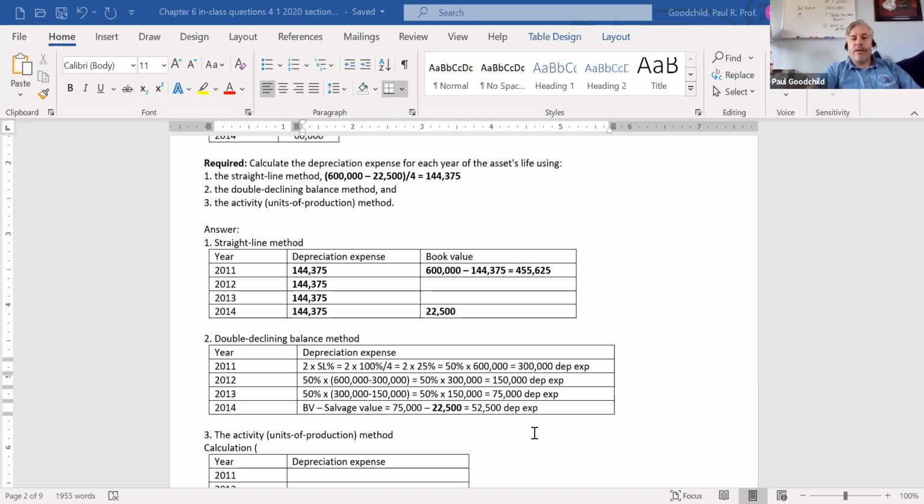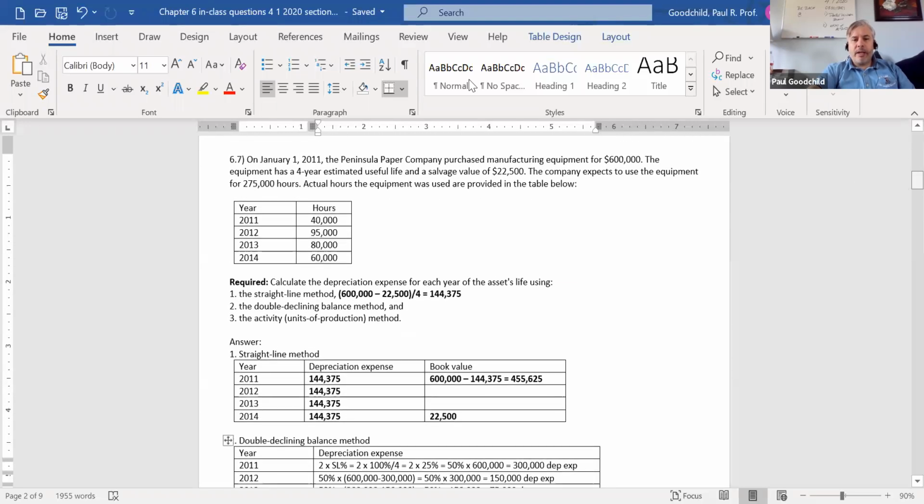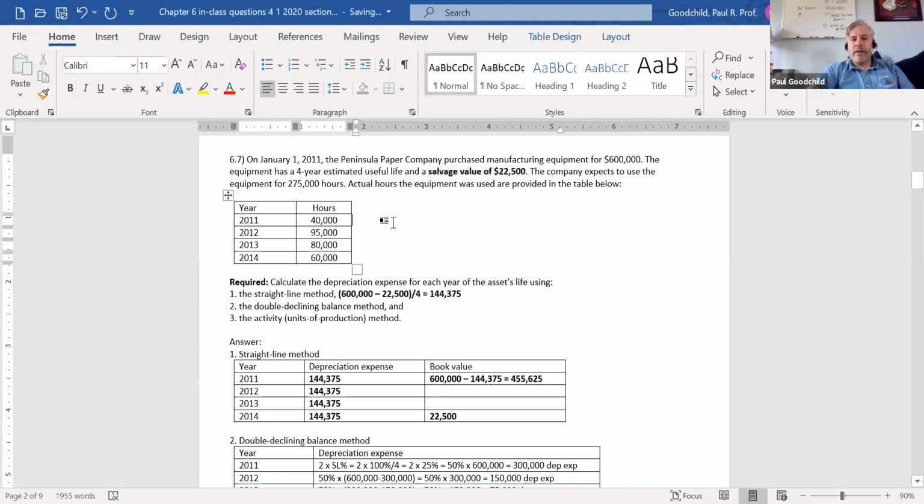Where did the 22,500 come from? Okay. So I'm going to end that polling. I'll share the results and then answer the question. Okay. So I apologize. Unfortunately, I don't do really well with small screens, but I'll make it a little bit smaller and go back up. So it has a salvage value of 22,500. So that's where the 22,500 came from.